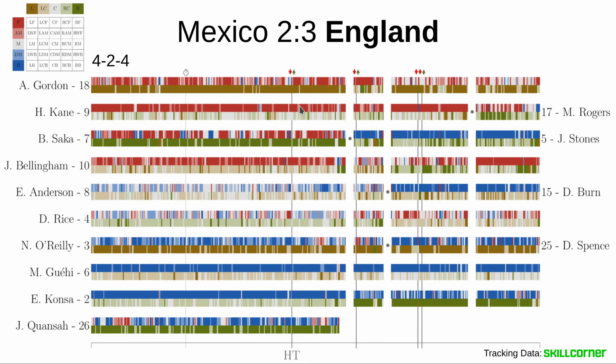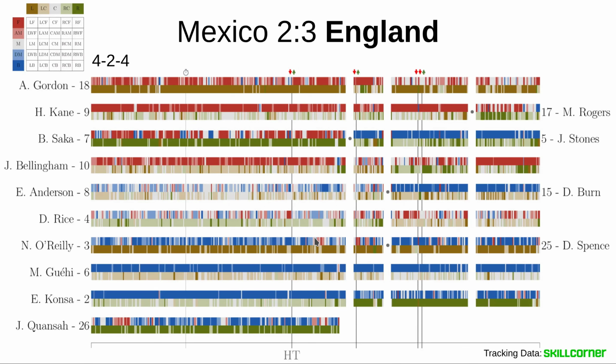Then it comes to the halftime. In the halftime, you can see that the opponent is making a change. That's what you see, the vertical line with the substitution sign. But England doesn't make any substitution. And you can even say that after the halftime, they were going with more or less the same structure, 4-2-4.